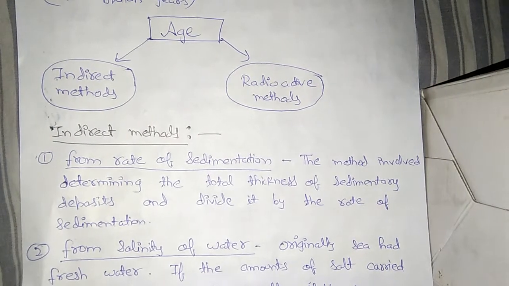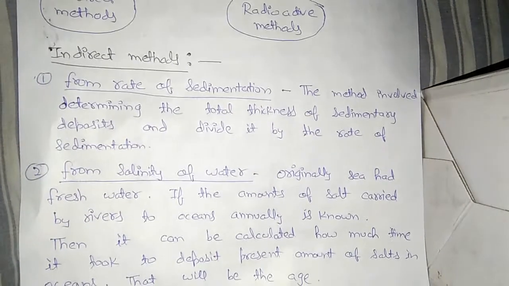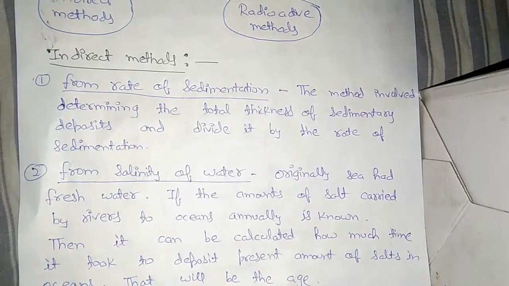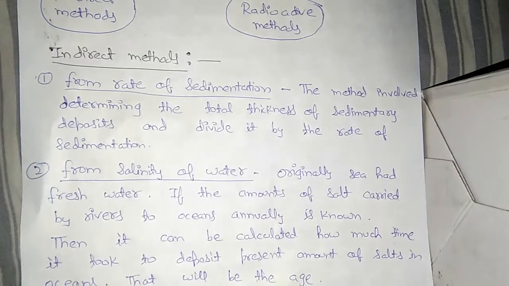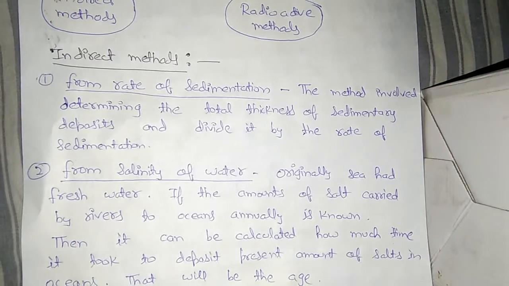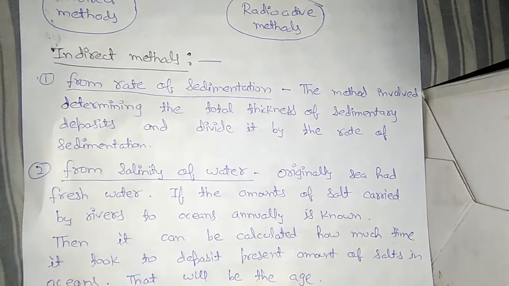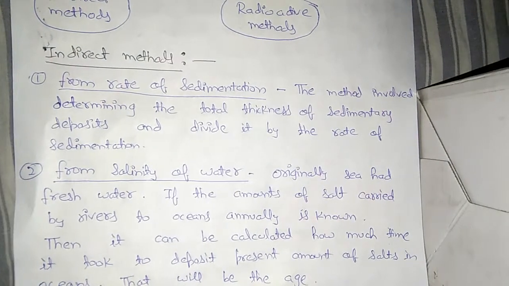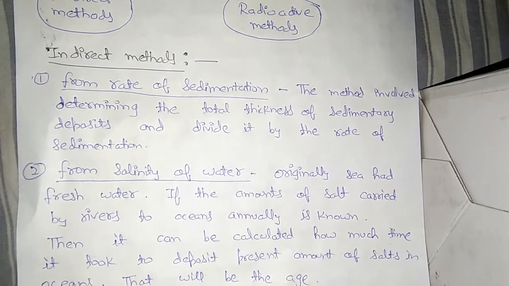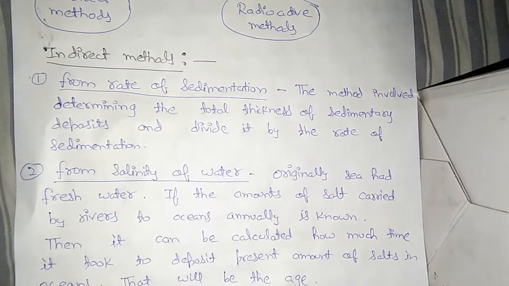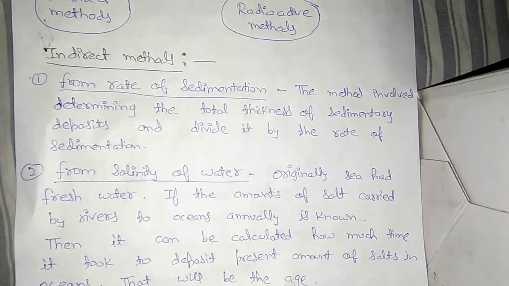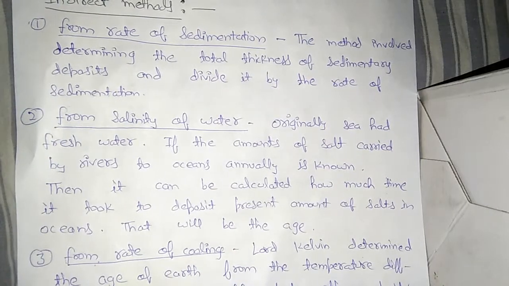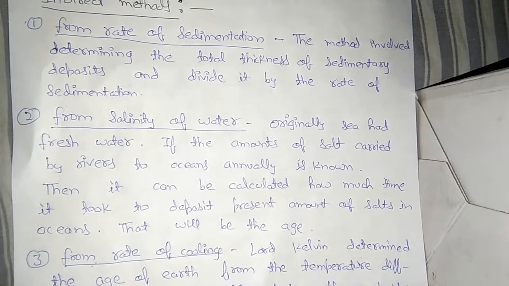The second method is from the salinity of water. Originally the sea water was fresh. If the amount of salt carried by rivers to the oceans annually is known, then we can calculate how much time it took to deposit the amount of salts found in the oceans at present time.